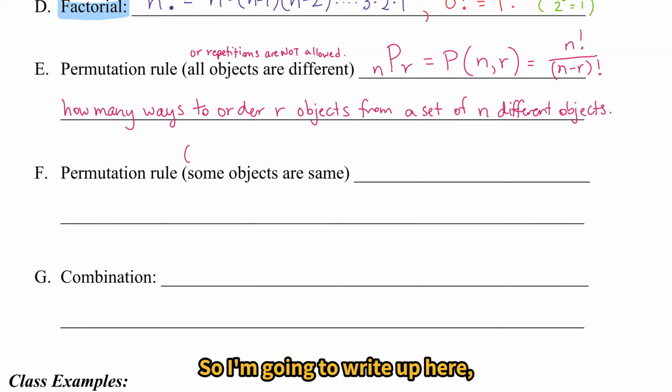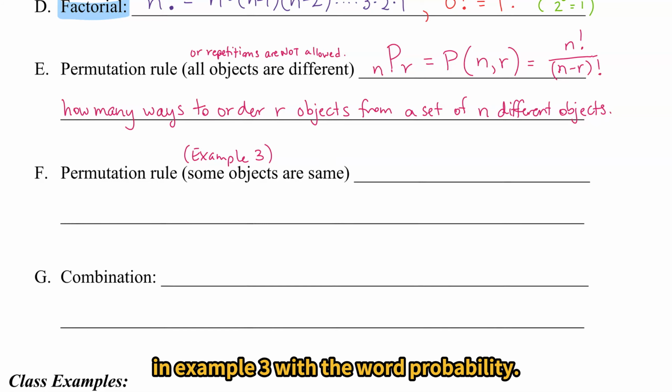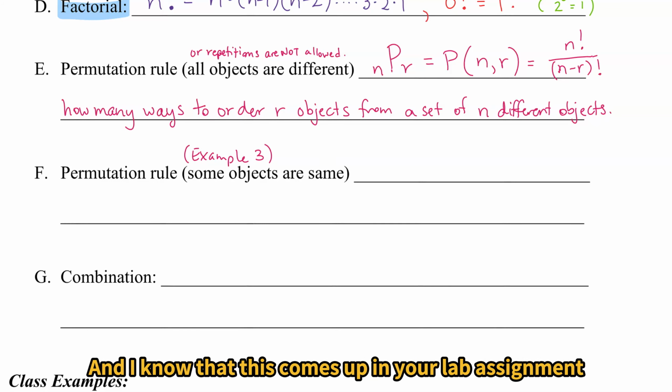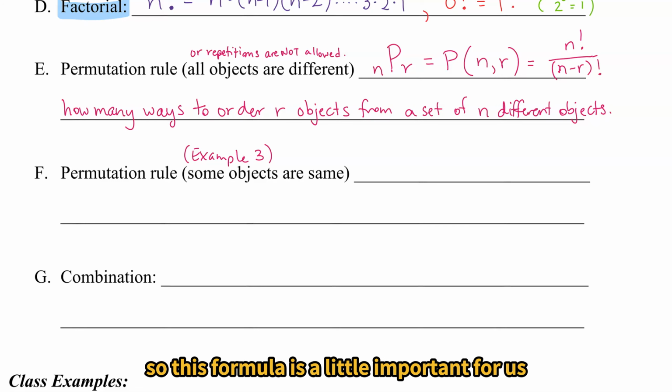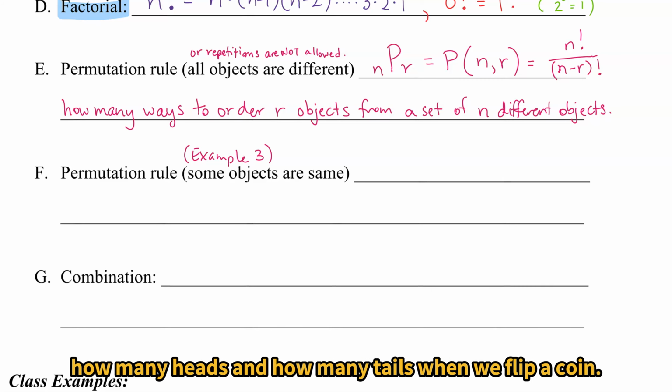So I'm going to write up here, we're going to talk about this in a little more detail in example 3 with the word probability. And I know that this comes up in your lab assignment in part 3. So this formula is important for us in a couple of different ways, to help us count how many heads and how many tails when we flip a coin.